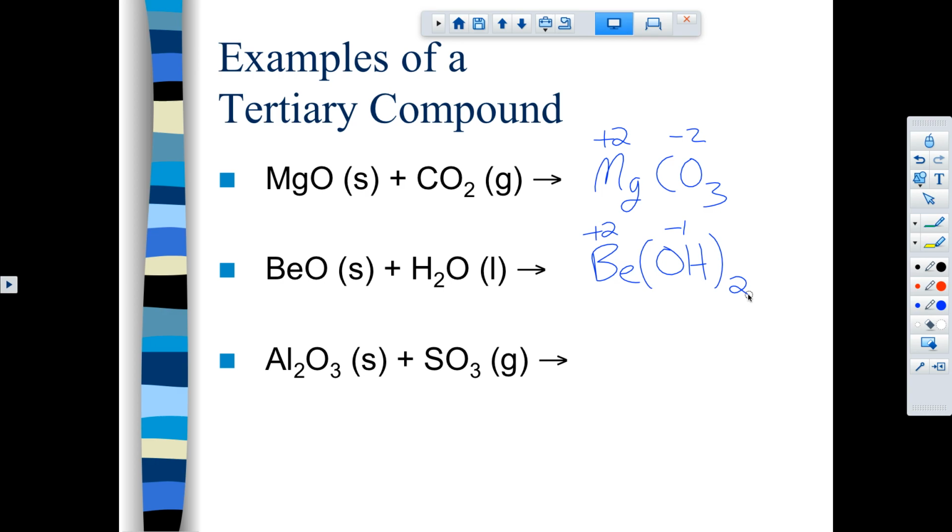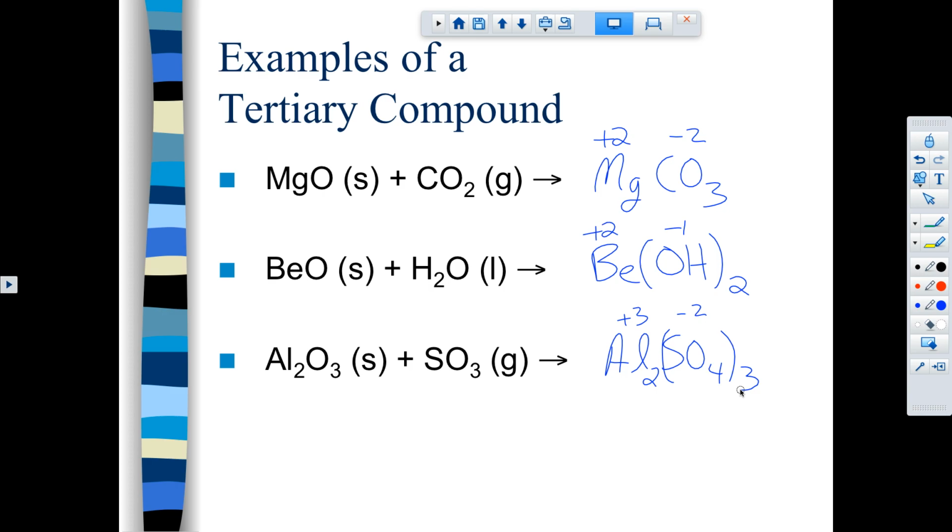Next one, a little trickier to balance. Aluminum oxide plus SO3 sulfur trioxide. So you're going to get aluminum, that's +3. SO3 is going to give you sulfate, which is SO4 with a -2 charge. So if you have +3 and -2, that means you're going to need +6, so you need 2 aluminums, and then -6, which means you need 3 sulfates.